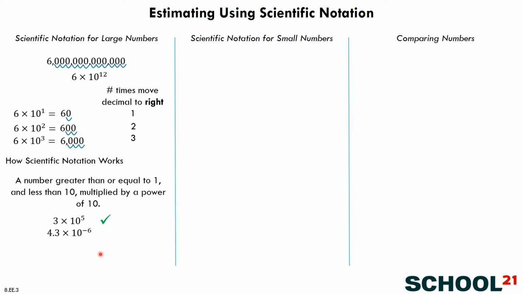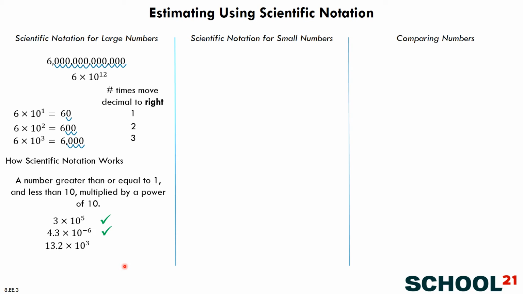Is that 4.3 greater than or equal to 1 and less than 10? Yes. Okay, so that works. Now, the other thing you should know is that scientific notation can have negative powers. So is it to a power of 10? Yeah, it is. It just happens to be a negative 6, a negative power. So that's also legal scientific notation, fits the rules.